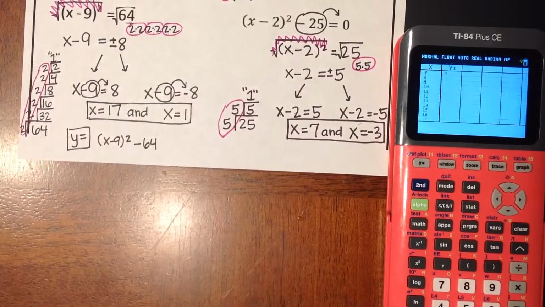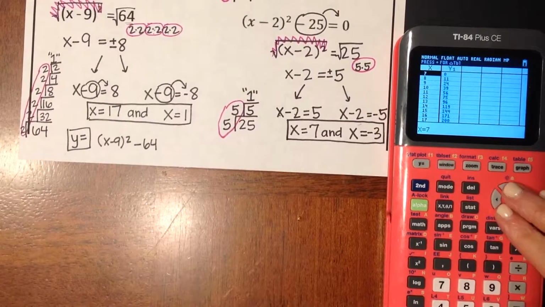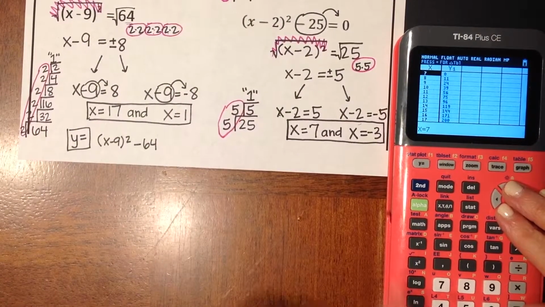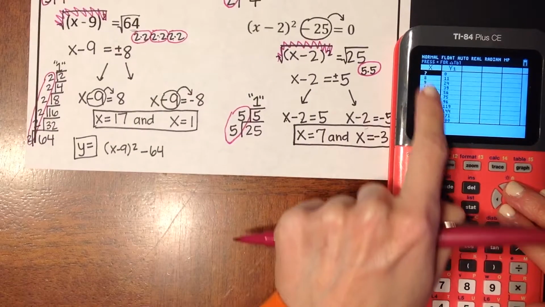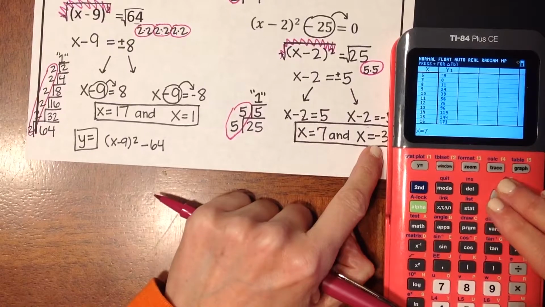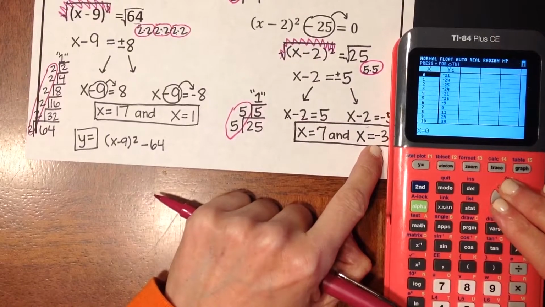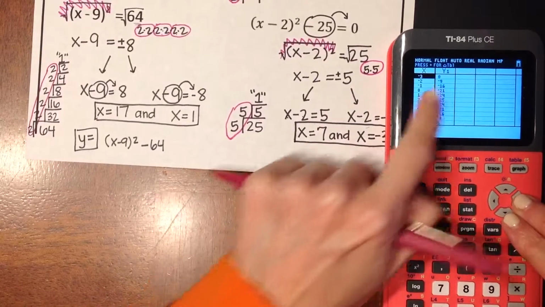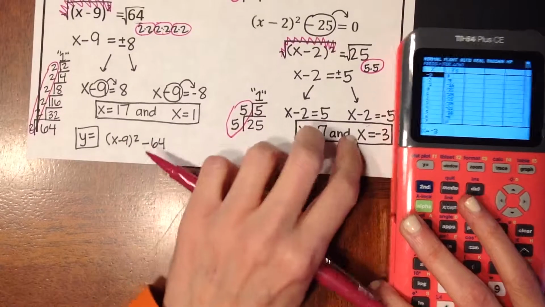But again, if they're whole number answers I'm getting, I can check those in my table. So I happen to be at 7, and there's a 0. So that solution checks out. Now we're going to go to negative 3 in the x column and see if there is a 0. And that does check out. So my answers are correct.